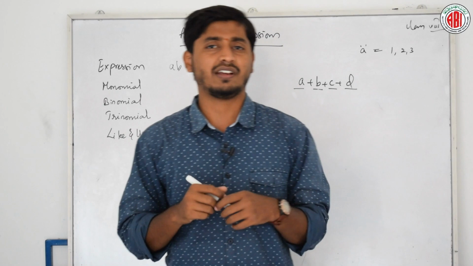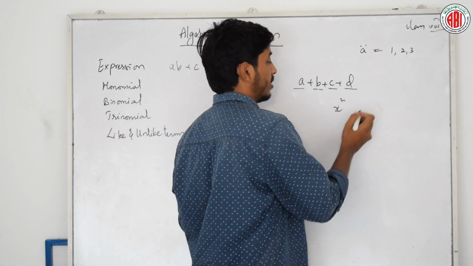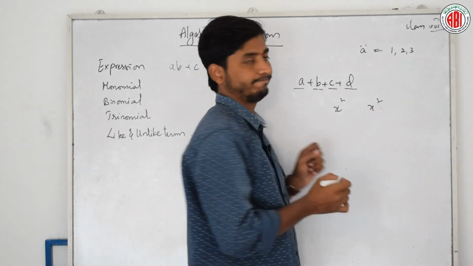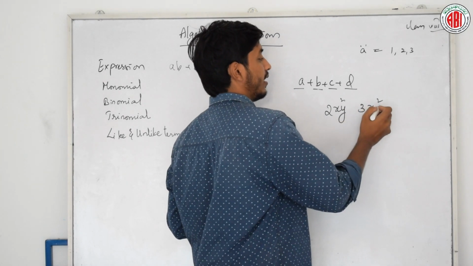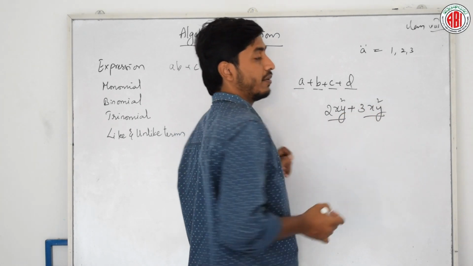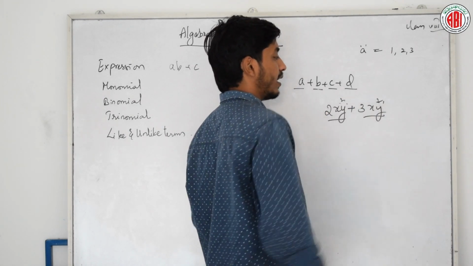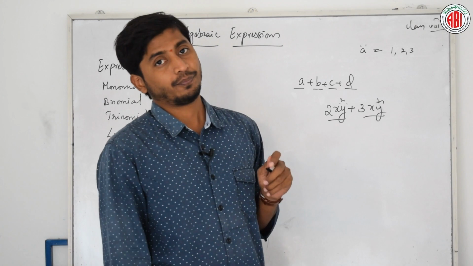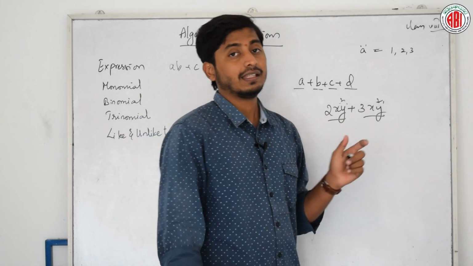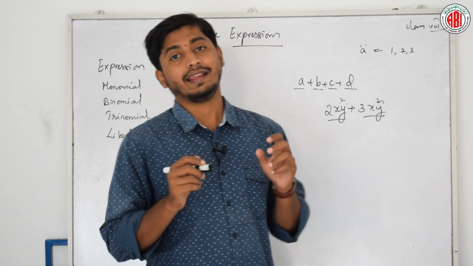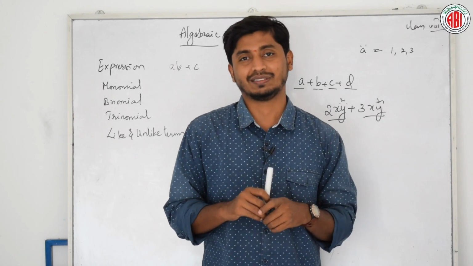And the next is like and unlike terms. When do you say the given terms are like? They should have the same powers. For example, 2x square y and 3x square y. Both are like terms because the power of x is 2 here and here also 2. The power of y is 1 here and here also. Both the variables and powers should be the same. Then such terms are called like terms. Other than them, the other terms are called unlike terms.